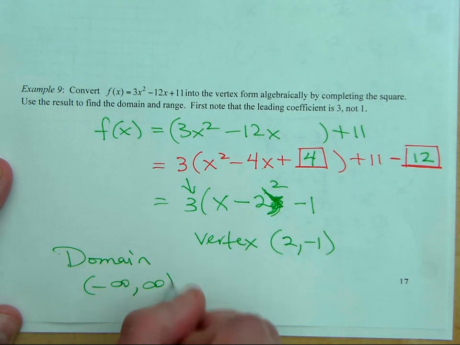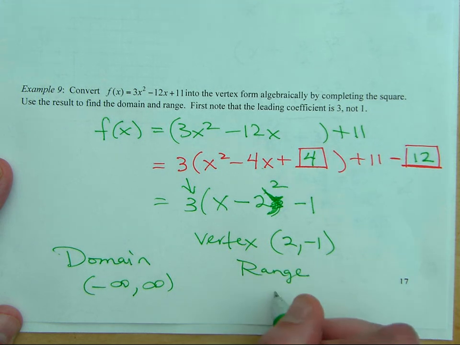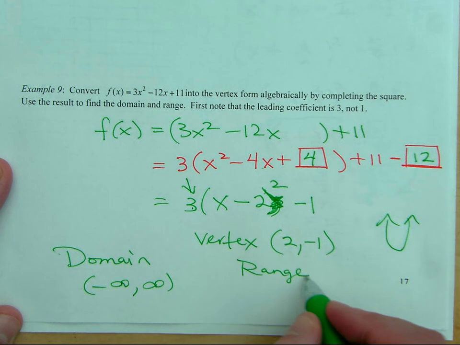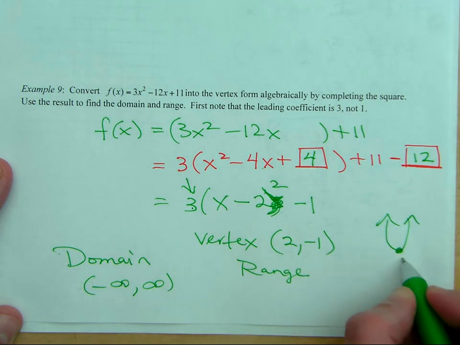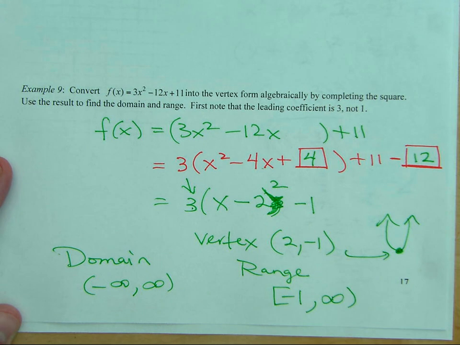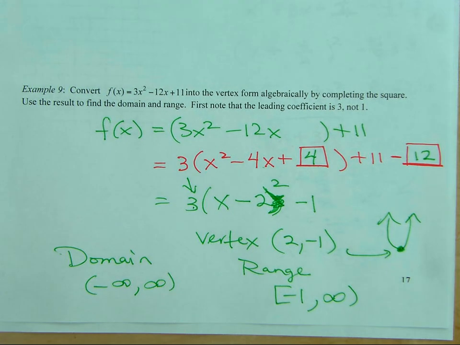And what's the domain? Negative infinity to positive infinity. What's the range? Is it opening upward or downward? Upward, because a is positive. The range is going to be the smallest y value, which is negative 1 to infinity, because the vertex is at the bottom. It's a minimum point. Okay, so that's completing the square when you have a leading coefficient that is not 1. All right, any other questions about that?